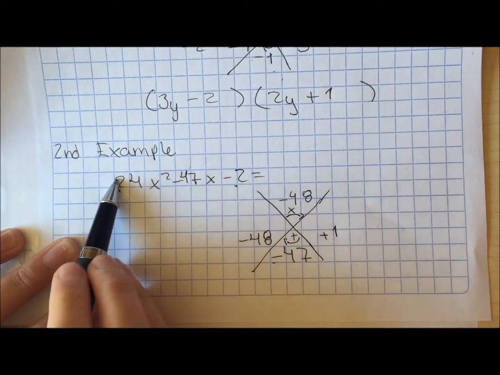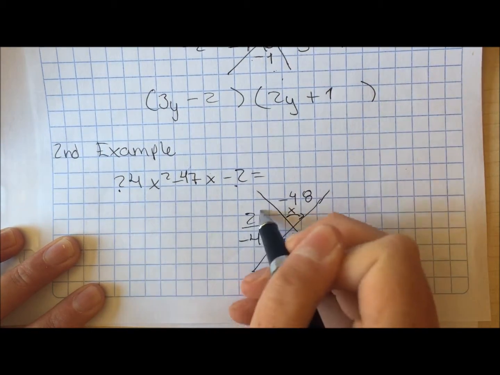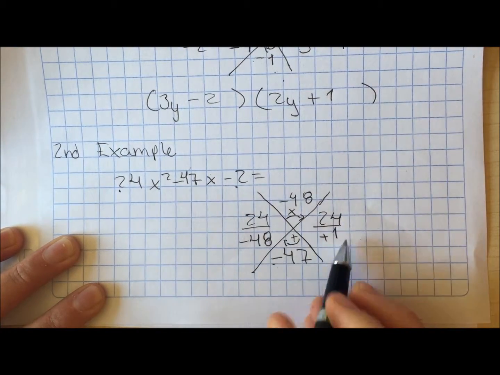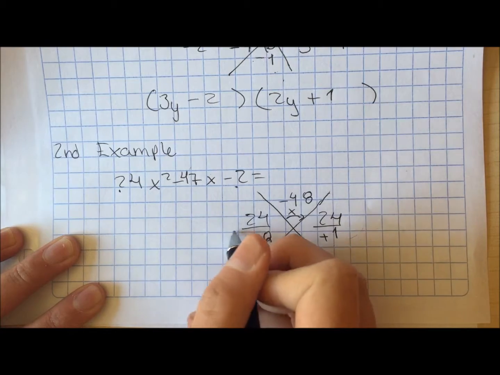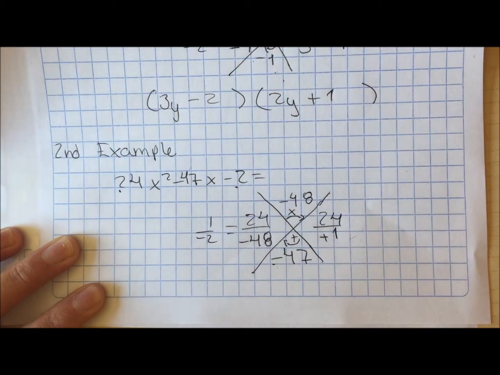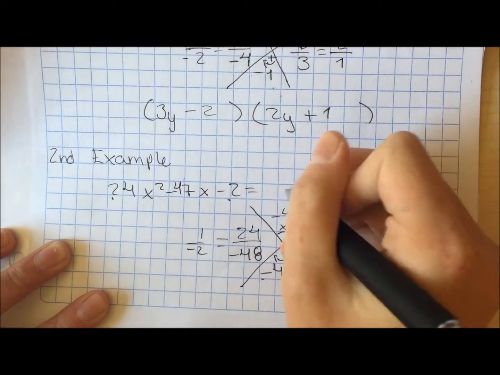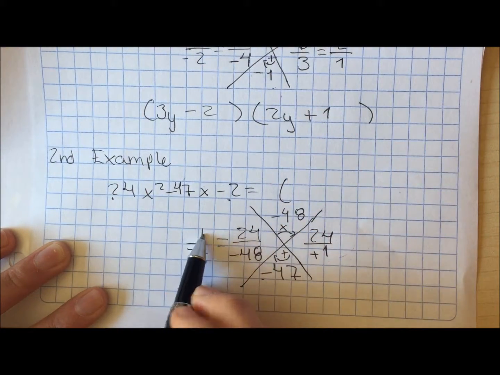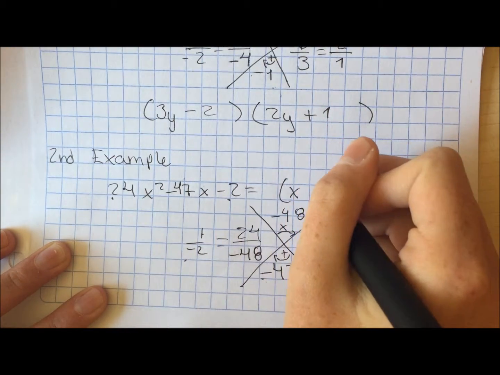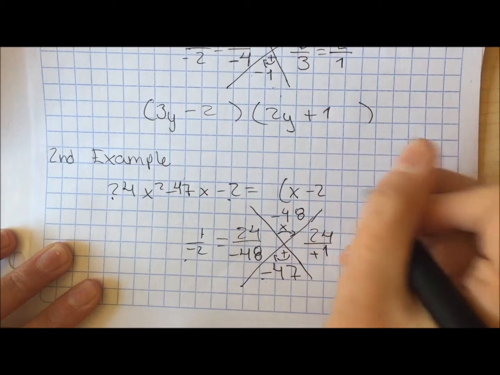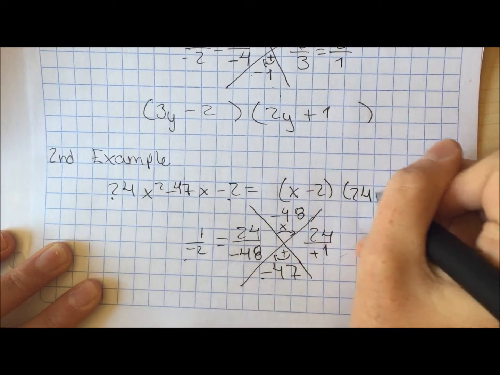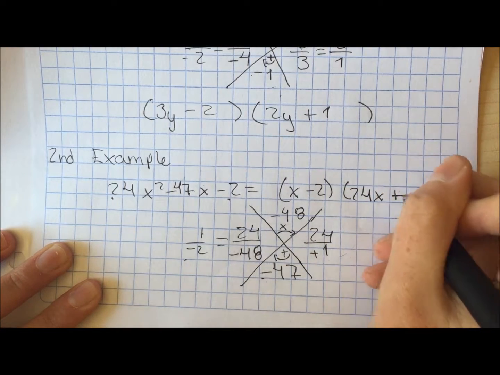So we just put 24 in here and simplify the two fractions. This cannot be simplified, but in here we get 1 over minus 24, that is minus 1 over 24. The two parentheses will stay like this: this is x minus 2, and here is 24x plus 1.